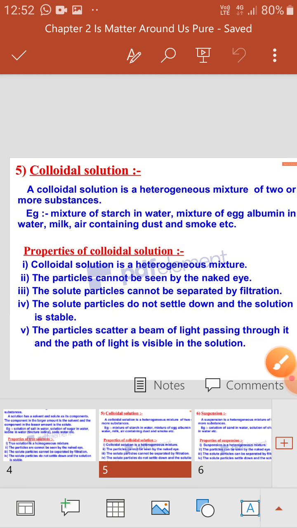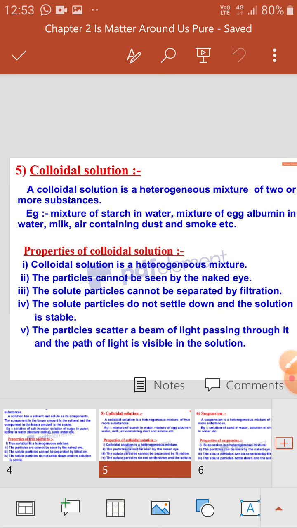Then comes the colloidal solution. We saw that group D has got a colloidal solution. What is a colloidal solution? A colloidal solution is a heterogeneous mixture of two or more substances. All these three forms are forms of heterogeneous mixture. First of all, we have seen that there are two types of mixture, homogeneous and heterogeneous, and we have seen their properties also. So just go through them and understand them, and if you understand that, you can easily understand this. These three are the types of heterogeneous mixture.